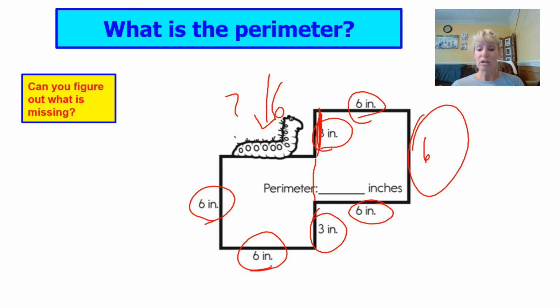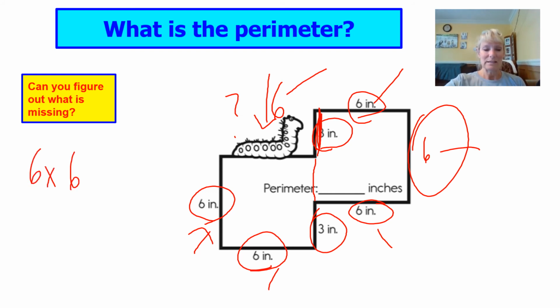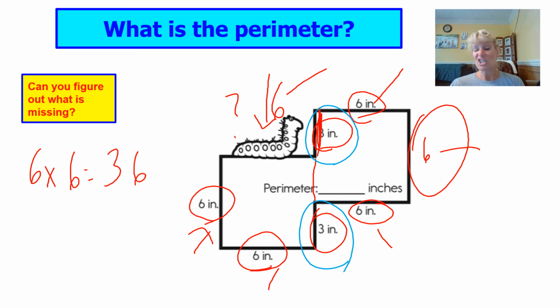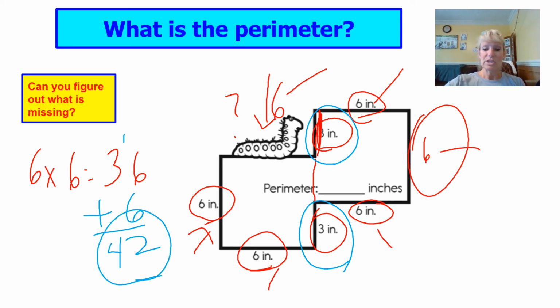Now we need to add them all up to find the perimeter, because the perimeter is the outside edges of everything. So I have 1, 2, 3, 4, 5, 6 sixes. So 6 times 6 is 36. And then I've got, I'll put it in a different color, a 3 and a 3. So I have an additional 6 that I'm going to add on. If I add an additional 6, that gives me 42. So this perimeter is actually 42 inches. Hope you got that one.